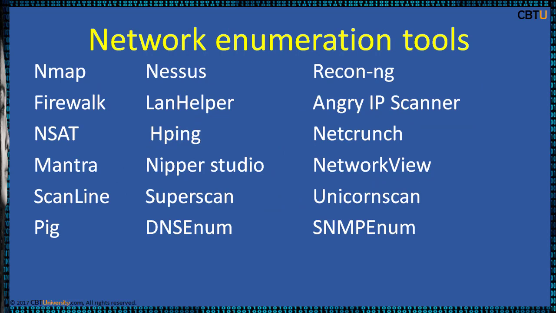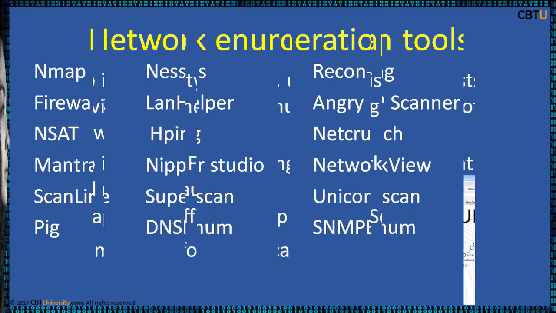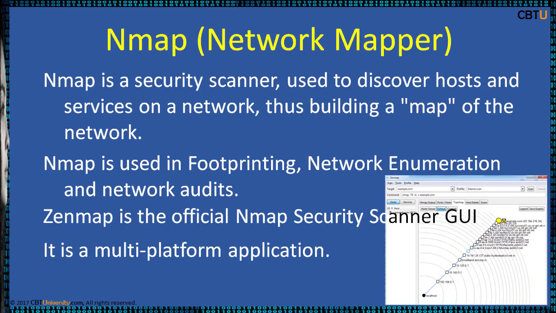These are some of the popular network enumeration tools. Most of the tools are multi-purpose tools which do the scanning, enumeration, vulnerability assessment, and monitoring as well. Nmap tops the list. It is Network Mapper. This is a security scanner used to discover hosts and services on a computer network, building a map of the network. Nmap is used in footprinting, network enumeration, and network audits.